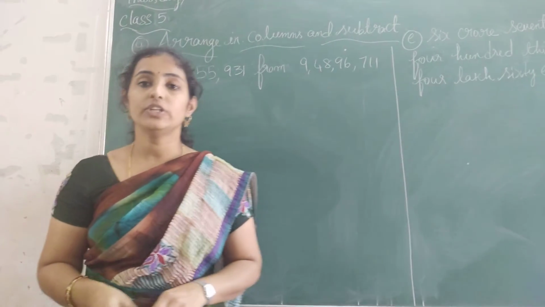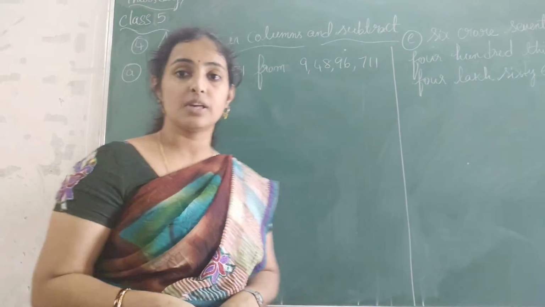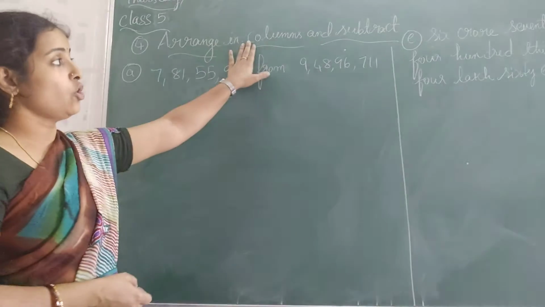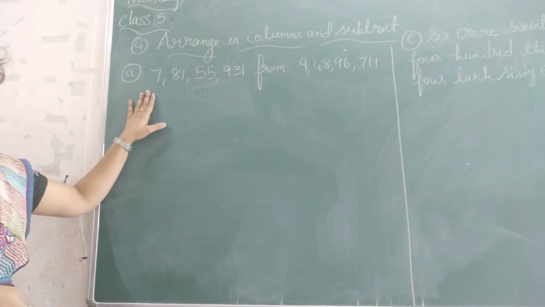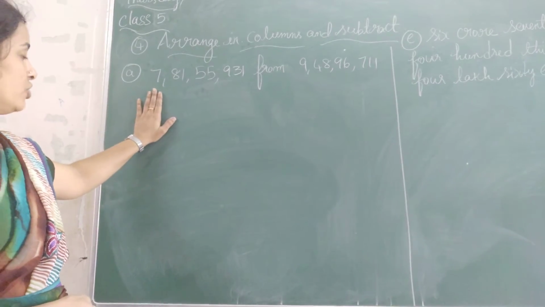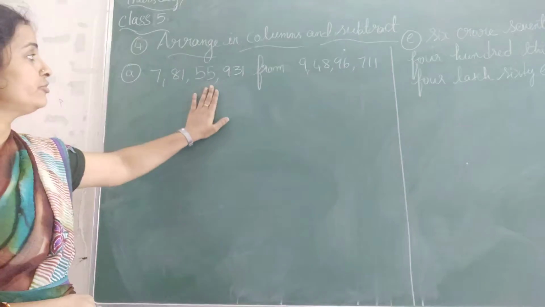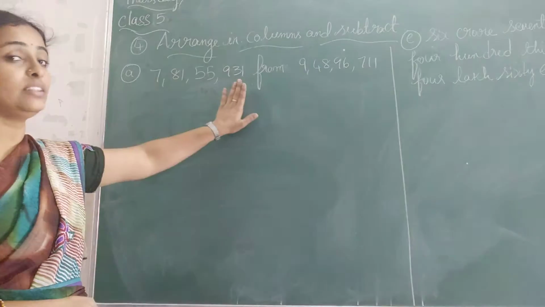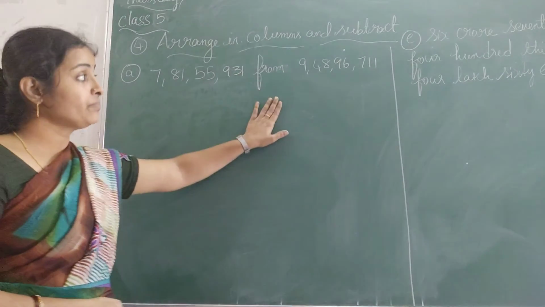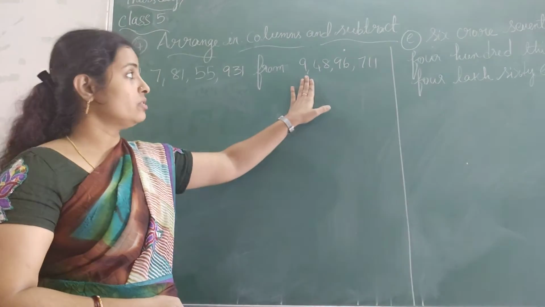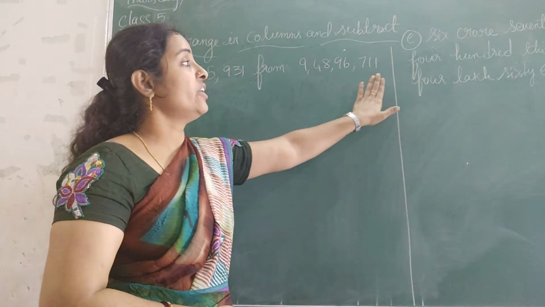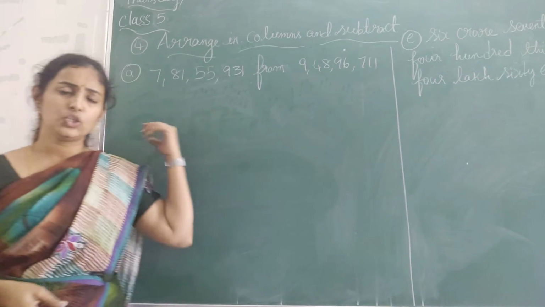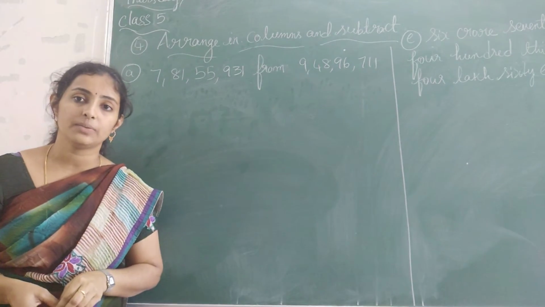Welcome back, children. Now we'll do the next main, fourth main, subtraction. Arrange in columns and subtract. Yes. Now here the number is given as 7,81,55,931 from 9,48,96,711. So in these two numbers, which is the bigger one?